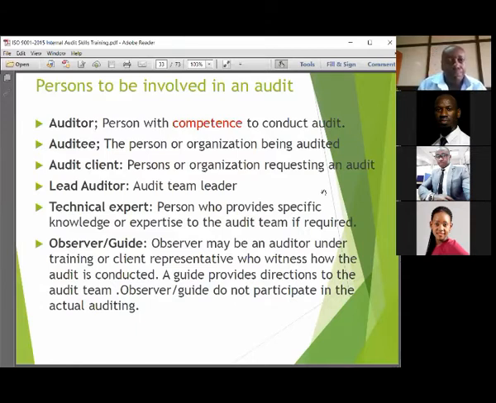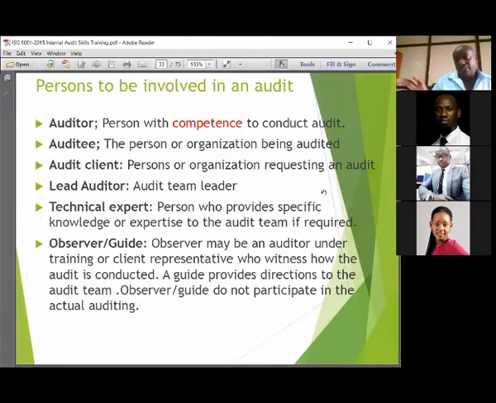Other persons that can be involved in an audit: observers or guides. Observers may be an auditor under training or a client representative who witnesses how the audit is conducted. A guide provides direction to the audit team. Observers and guides do not participate in the actual audit. So an observer could be even an auditor under training.